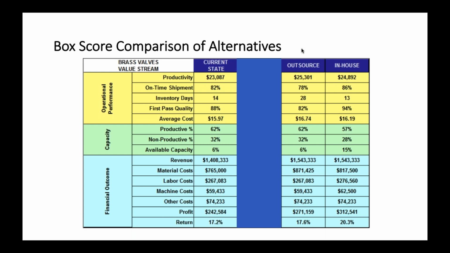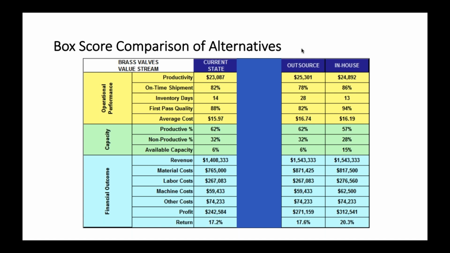The capacity remains the same because we're outsourcing. From a financial standpoint, our material cost goes up from $765,000 to $871,000. All other costs remain the same, and yes, we do make more money, from $242,000 up to $271,000. So it's okay to outsource.